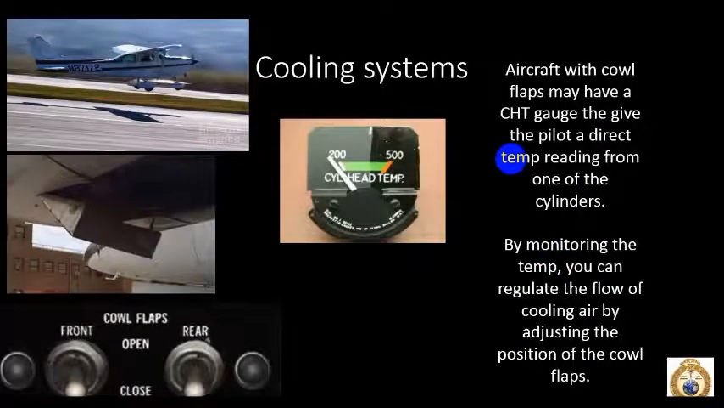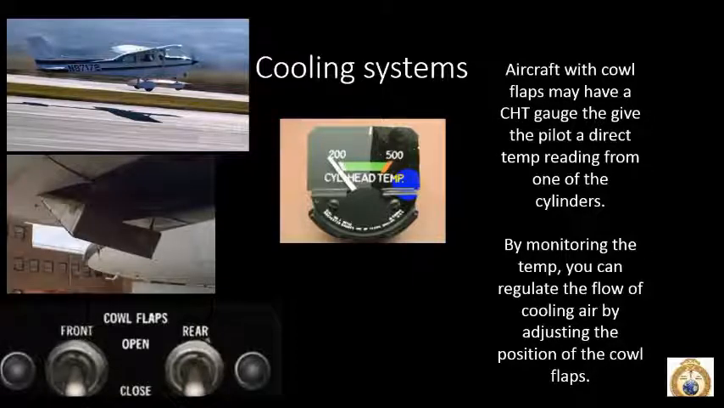Some aircraft with cowl flaps could have a cylinder head temperature gauge that gives you a direct reading on what's going on with one of your cylinder heads or one of your cylinders. So, like I said, red's bad, green's good, and that's typically what you will find in a lot of the instrument indications. Green is good, red is bad. You never want to be in the red, and yellow is caution.